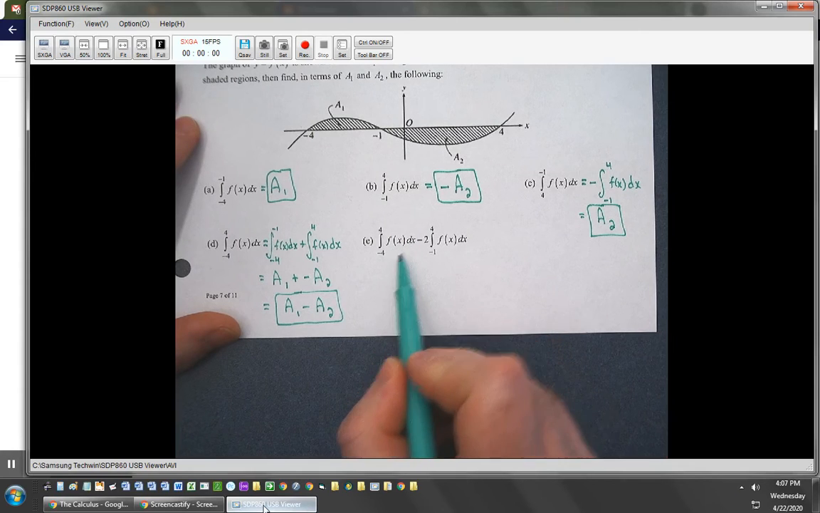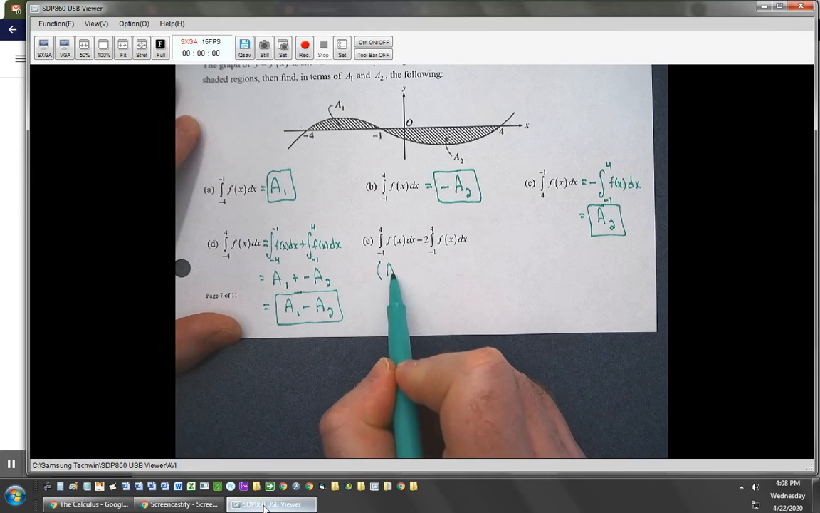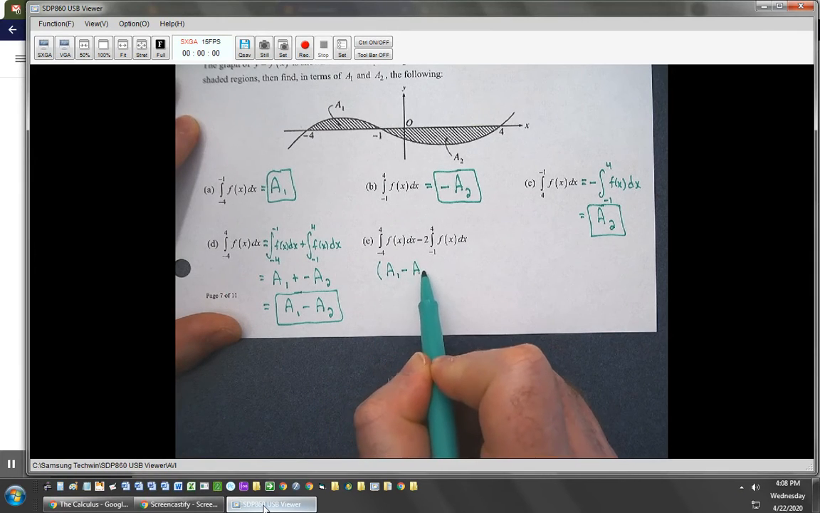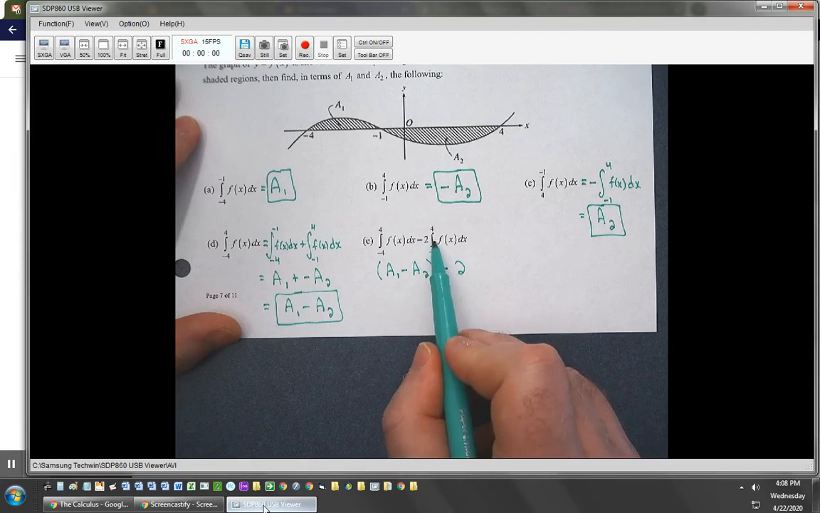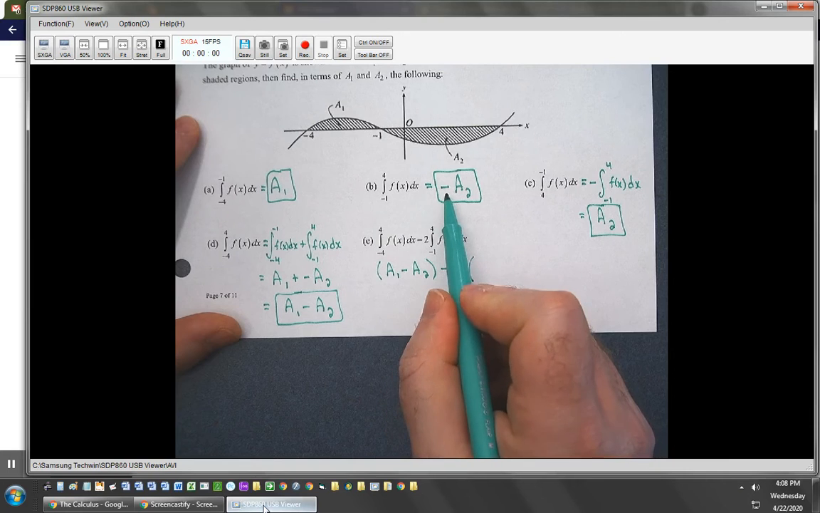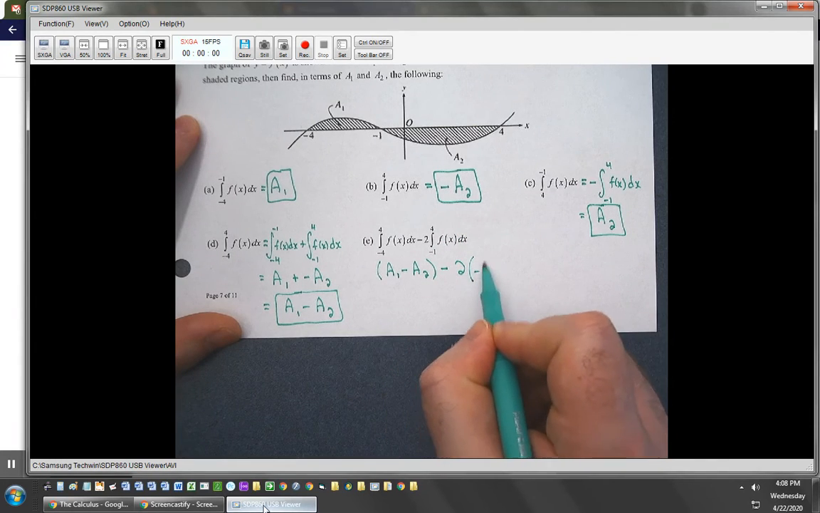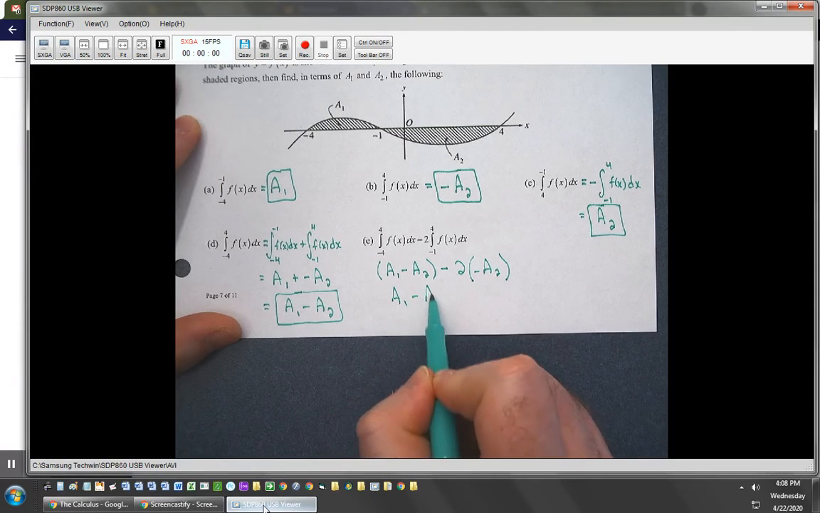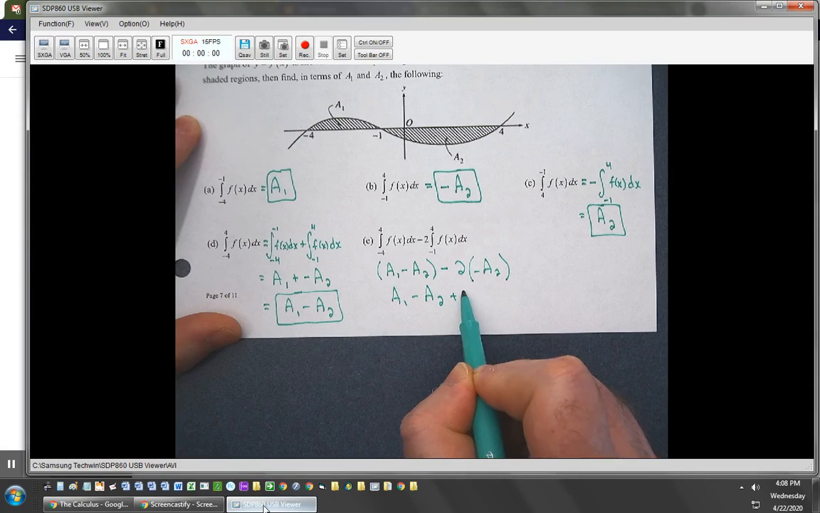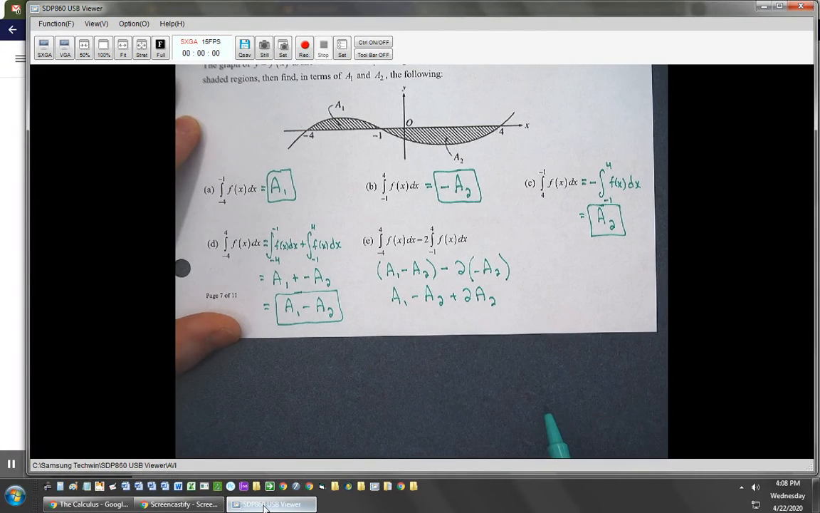Next up, well, that's easy. We just did that, right? So this integral we already know is A sub 1 minus A sub 2, minus 2 times, and we also already did this one. We did that right there, so that integral is negative A sub 2. A sub 1 minus A sub 2, minus 2 times negative A sub 2, so we have A sub 1 minus 1 plus 2, which is a positive.